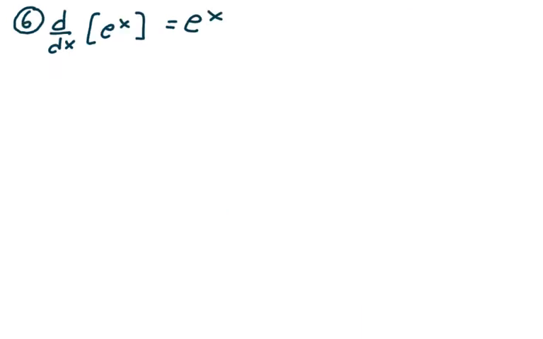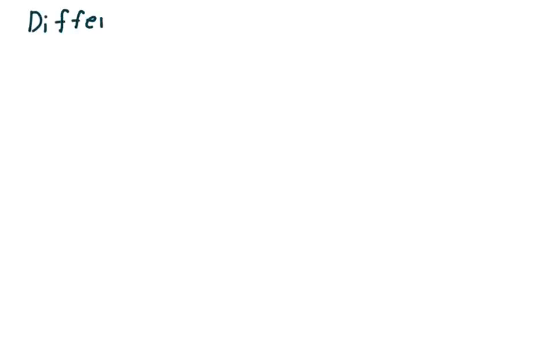And the last rule, it turns out that the derivative of e to the x with respect to x is equal to itself, e to the x. Now, what we're going to do here is we're going to differentiate the function. Now, I'm picking the problems directly out of Stewart, 9th edition.